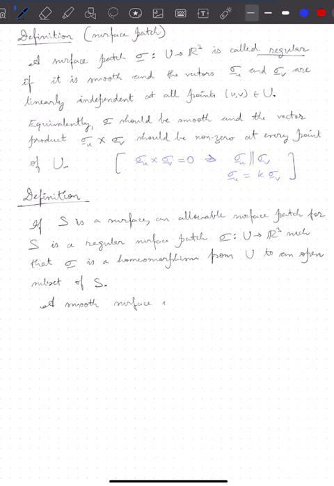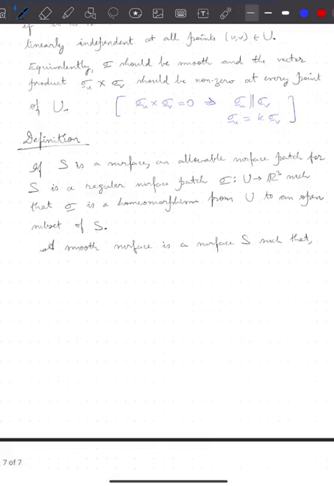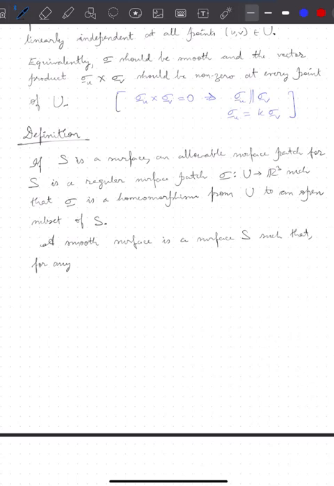And a smooth surface is a surface S such that for any point P vector that is an element of S, there is an allowable surface patch sigma vector as above such that P vector is an element of sigma vector U.